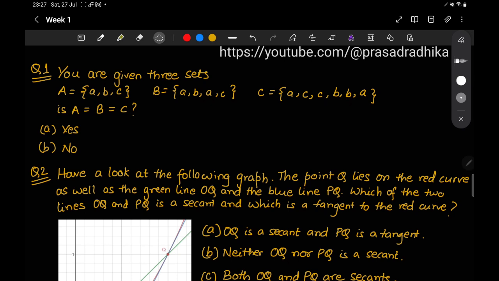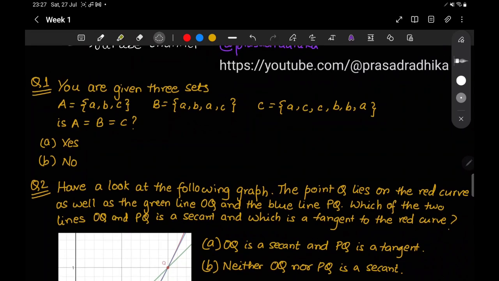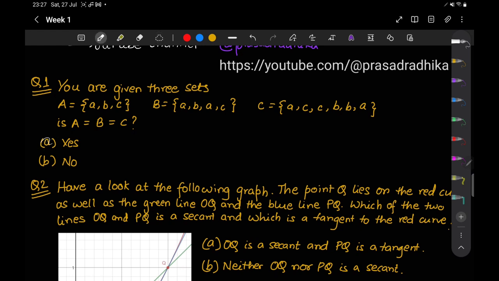Okay, so now that you have attempted the poll, let me now discuss the answer with you. The correct option is option A, yes. And why is that? Because you are supposed to look at the distinct elements. If the elements are repeated, that doesn't matter. In a set, we look at the distinct elements.